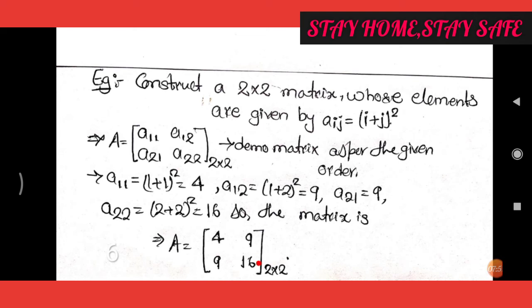So what we have done here, we have substituted the value of A11, that is 4, at A11, A12 that is 9 at A12, A21 that is 9 at the position of A21, and A22 that is 16 at the position of A22. And here we get a matrix A which is ready, and it is a matrix of order 2 by 2 and it has elements 4, 9, 9 and 16.